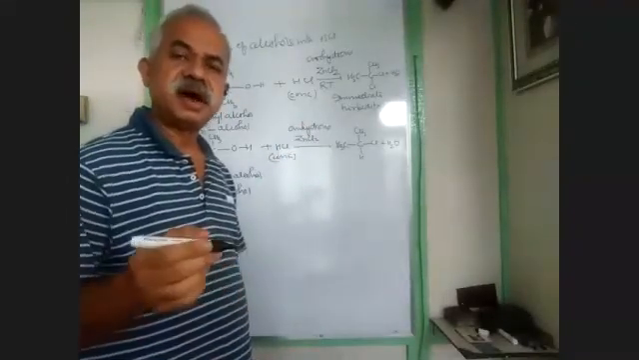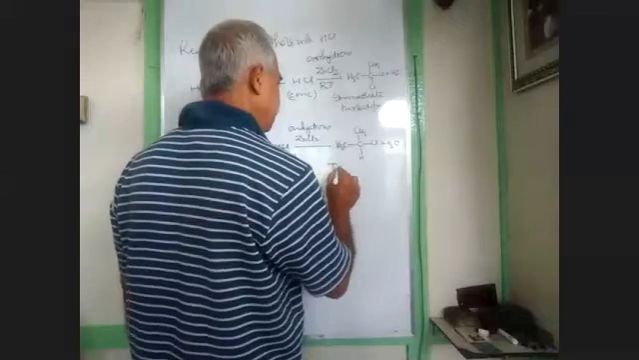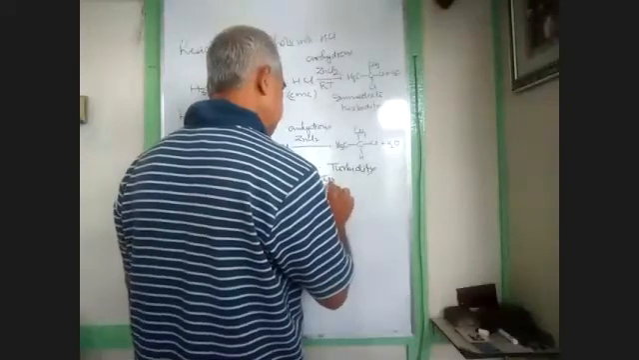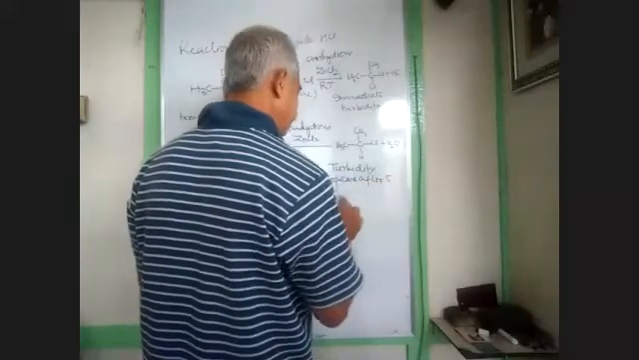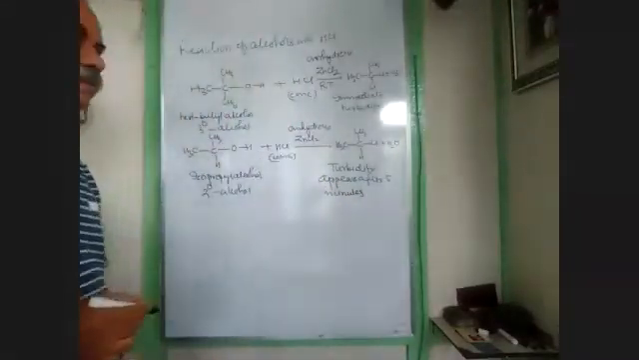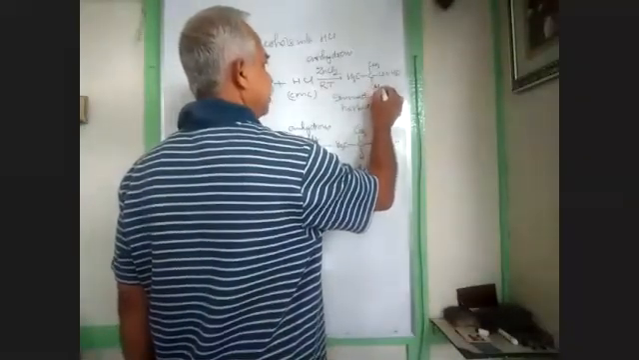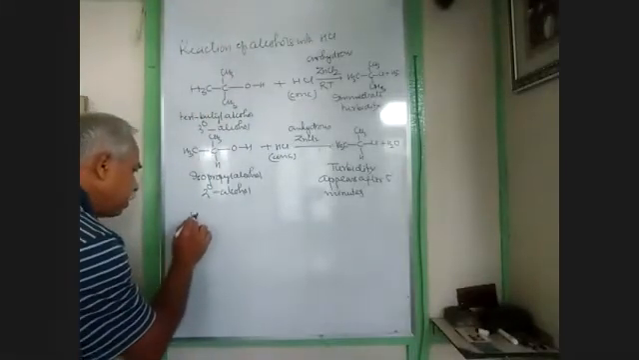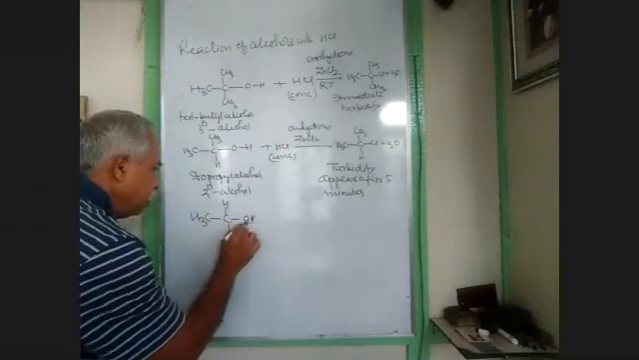You go on shaking it. After 5 minutes, the turbidity appears. So we'll write here turbidity appears after 5 minutes. Okay. Oh, I made a mistake. It should be CH3. Please don't mind. CH3. Then I'm taking primary alcohol. This one, you know it very well. This is called ethanol. Okay.